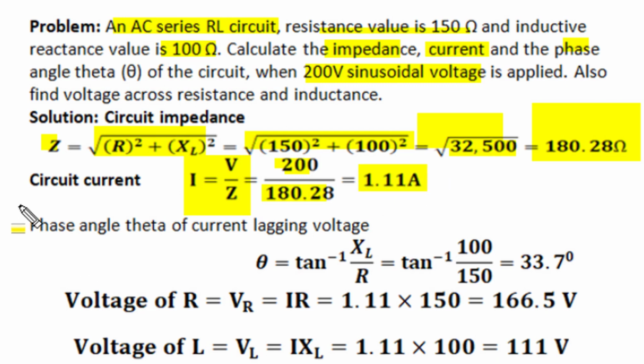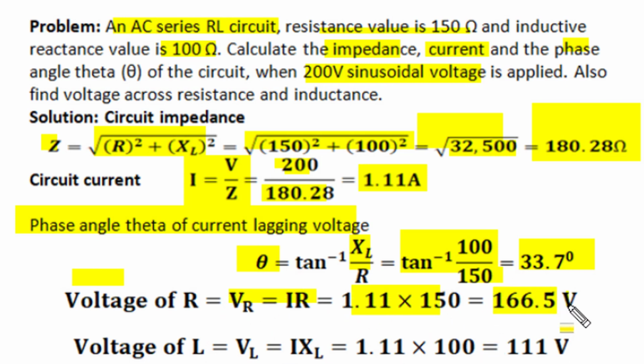We can also find out phase angle between current and voltage as tan phi is XL over R, XL is 100 ohm, R is 150, and if we take tan inverse of that, it gives us angle between current and voltage, and current lags voltage by 33.7 degree. We can also find out voltage of resistance as IR, and it is 166.5 volt, and similarly voltage across inductor is IXL and XL is 100 ohm, current is 1.11 ampere, so it is 111 volt, and the phasor summation of 111 and 166.5 comes as 200 volt.